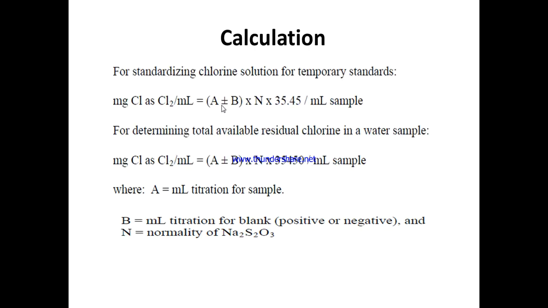Now the question arises, what is this A? A is basically the ml of titrant that has been used for titration of the sample. What is this B? B is equal to ml of titrant for the blank, that is the distilled water. And what is this N? N is the normality of Na2S2O3. We have used N by 50 normality. So we'll put the values in this and we'll get the amount of residual chlorine present in the sample.